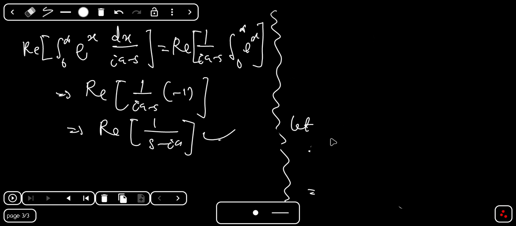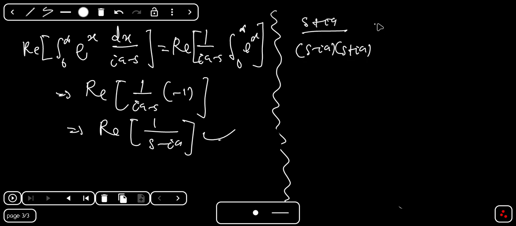It's like the way I find the imaginary part of 1 over s minus ia when we were solving for the Laplace transform of sin at. Okay, so now let's start. You rationalize 1 over s minus ia, that will be s plus ia over s minus ia multiplied by s plus ia. So this will be equal to s plus ia over s squared plus a squared.